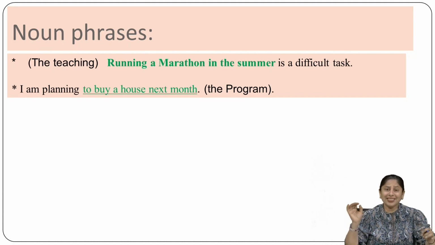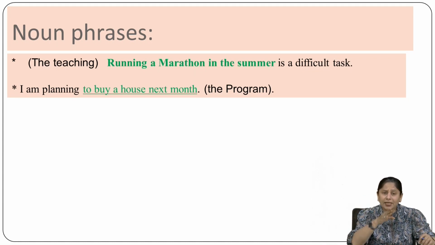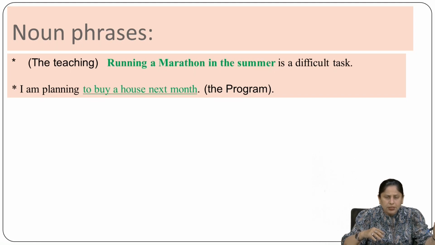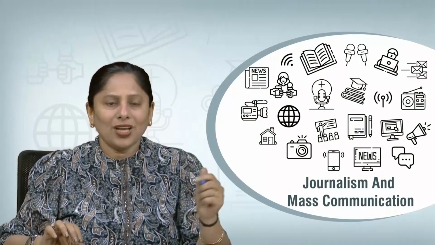I am planning the trip. I am planning the program. I am planning the game. Then all three, the trip or the program or the game, could be replaced by the words to buy a house next month. I am planning to buy a house next month is the noun phrase over here. And all these words show that they are subjects. They could be kept as subject or object. That's why they are nouns. And the words that replace the nouns are noun phrases.